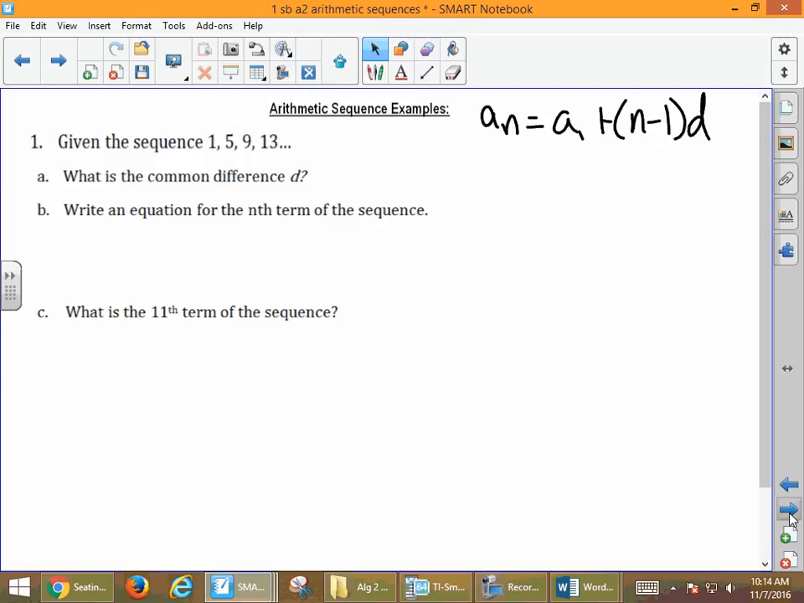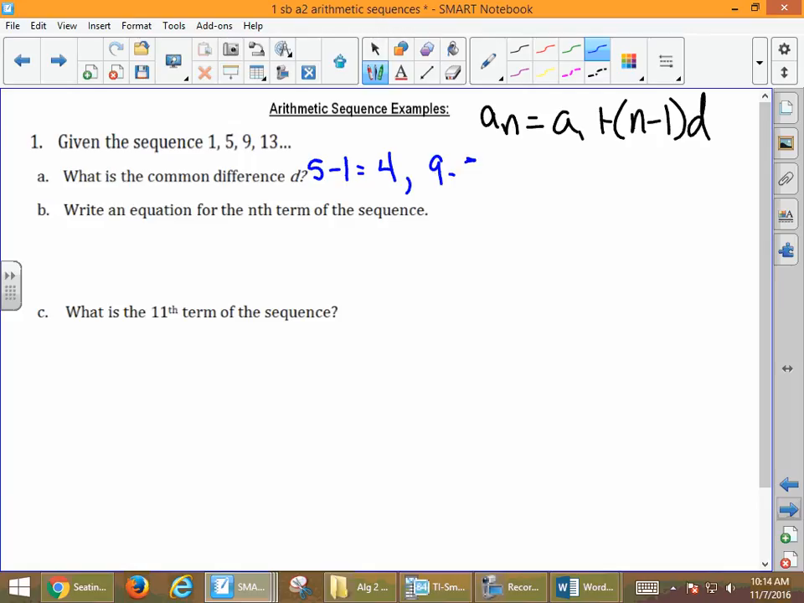Given the sequence 1, 5, 9, 13, what is the common difference? To figure out the common difference, we take 5 minus 1, which equals 4. Then we take 9 minus 5, which equals 4. We take 13 minus 9, which equals 4. Consequently, our common difference is 4, not 5. Common difference is 4.